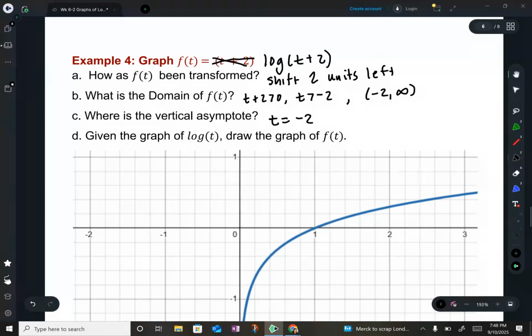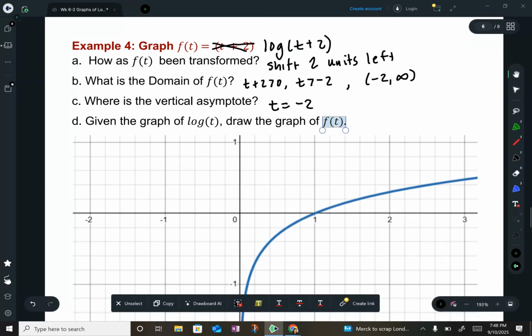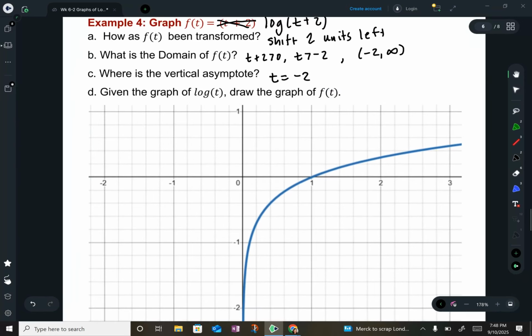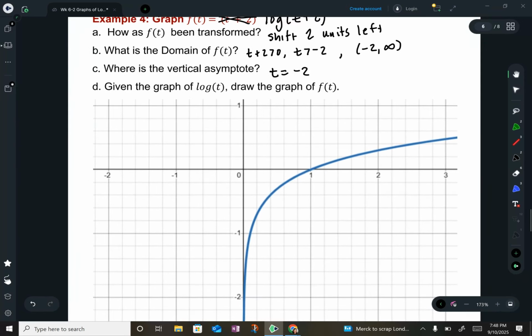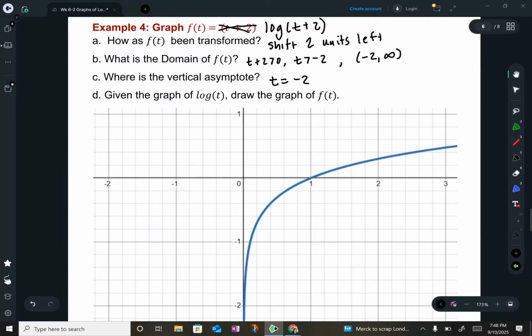Now given our graph below of f of t equals log t, just the basic log, how could we draw the graph of f of t? Well, it's just this graph shifted 2 units to the left. So instead of having my vertical asymptote at 0, I'm going to have my vertical asymptote at -2. And all my points have just been shifted 2 units left. So what was at 1, 0 is now going to be at -1, 0.